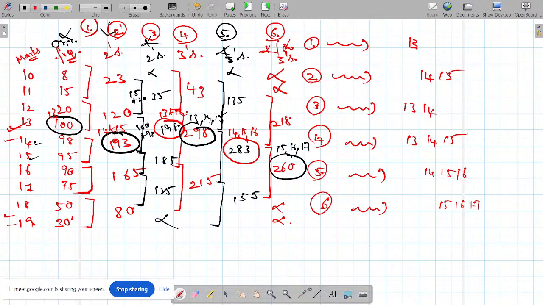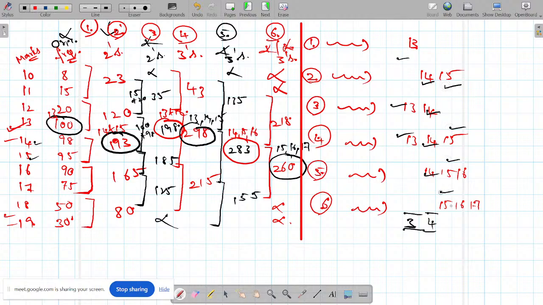So I tried grouping in this way. Now I find that many values are repeated. How many times is 13 repeated? 1, 2 and 3. 3 times repeated. How many times is 14 repeated? 1, 2, 3, 4 times. How many times is 15 repeated? 1, 2, 3, 4. 4 times is repeated. 16 for 2 times. 17 for once.